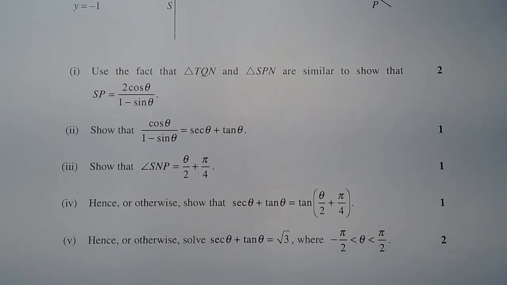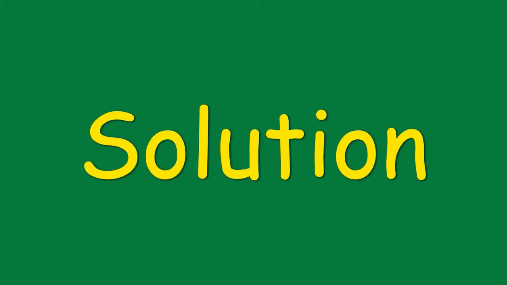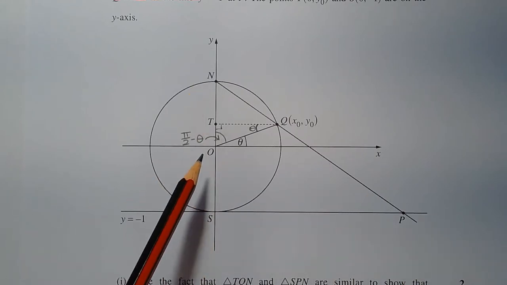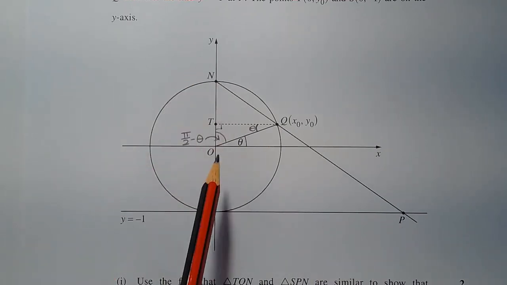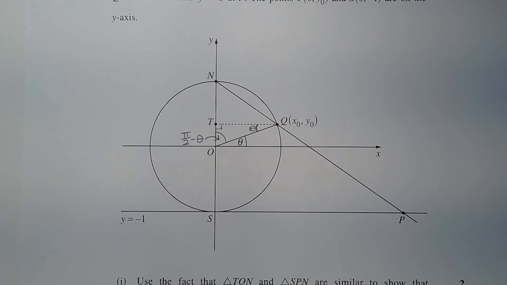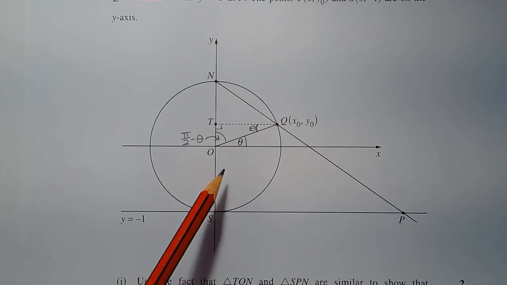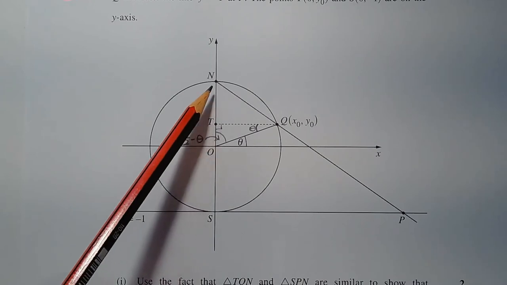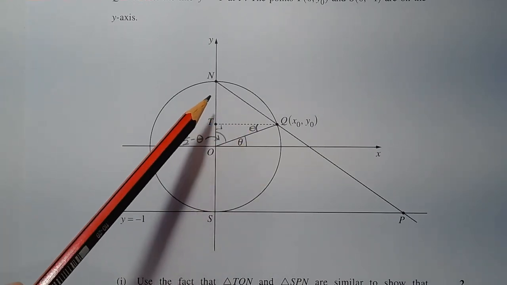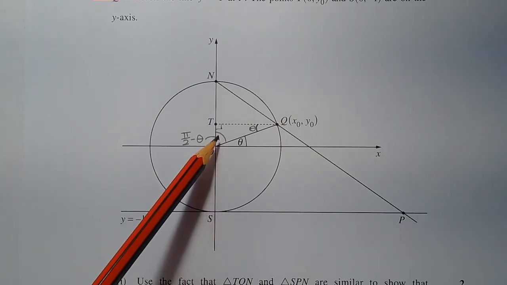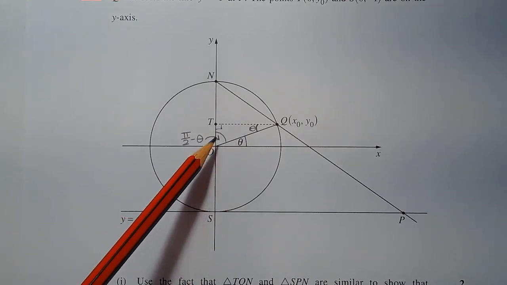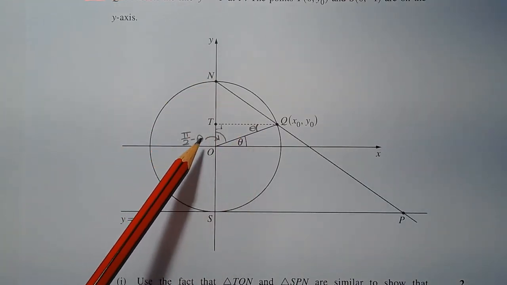Part 3. Show that angle SNP equals theta over 2 plus pi over 4. Angle SNP is equal to angle ONQ. So by determining angle ONQ, we've determined angle SNP. Now OQ and ON are equal in length, since they are radii of the unit circle, which makes triangle ONQ isosceles. This means the base angles are equal. So to determine the size of the base angles, we need to find the value of this angle here, the apex of the isosceles triangle. And this angle here is complementary with theta. So this angle here, NOQ, is equal to pi over 2 minus theta.